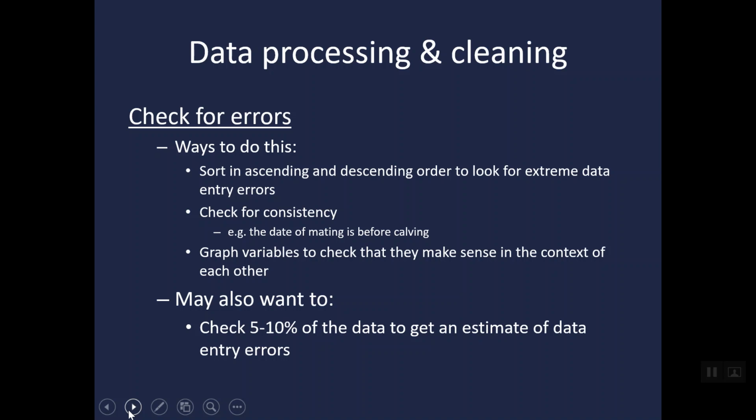Okay, so we're going to check for errors. We're going to do a quick ascend, descend, see what the extreme values are. We're going to check particularly if there are things like dates, that they follow a consistent pattern. You're going to graph variables against each other to see they make sense in context. And if it is at all possible, you will check 5 to 10% of the data against the originals to sort of get a feeling for how bad the problem is.